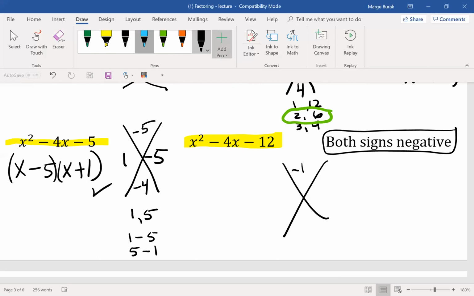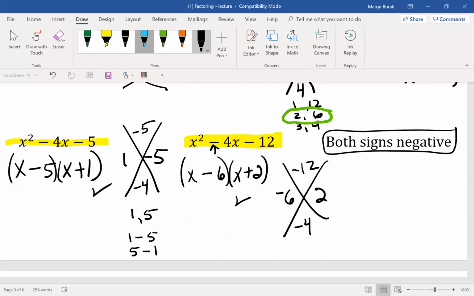Let's try this one, -12, -4. All right, so I've got my 1 times 12, 3 times 4. I know it's 6 times 2. The question is, which one of those is going to be negative? Well, if this one's negative, then it's the larger one. Okay, so I've got my x times x, my 6 times 2, and because this is negative right here in the middle, my -6, my +2 checks. So when both signs are negative, you're going to have a plus and a negative, but the negative is going to go on the larger. I can just put larger.